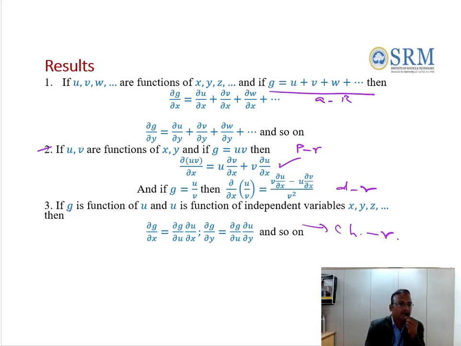And if g is a function of u and u is a function of the independent variables x, y, z, then ∂g/∂x: first we have to differentiate g with respect to u. Why? Because g is a function of u explicitly, therefore ∂g/∂u, but u is a function of x, therefore ∂u/∂x. Similarly, we can find the derivative of g with respect to y, z and so on, right? This is called the chain rule.